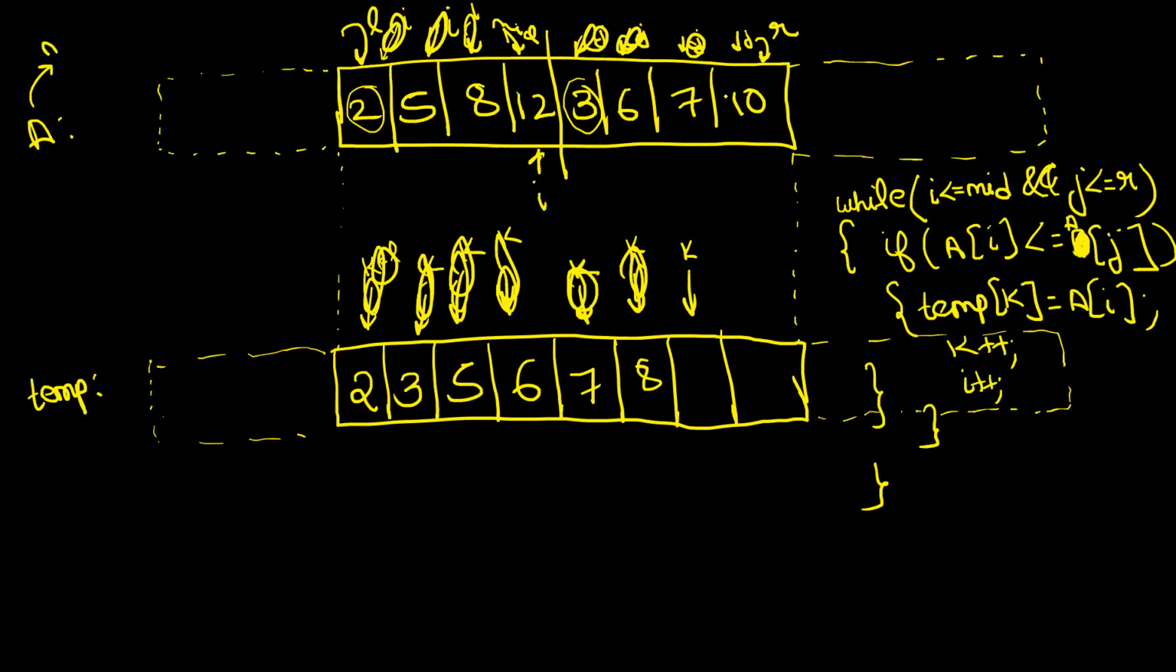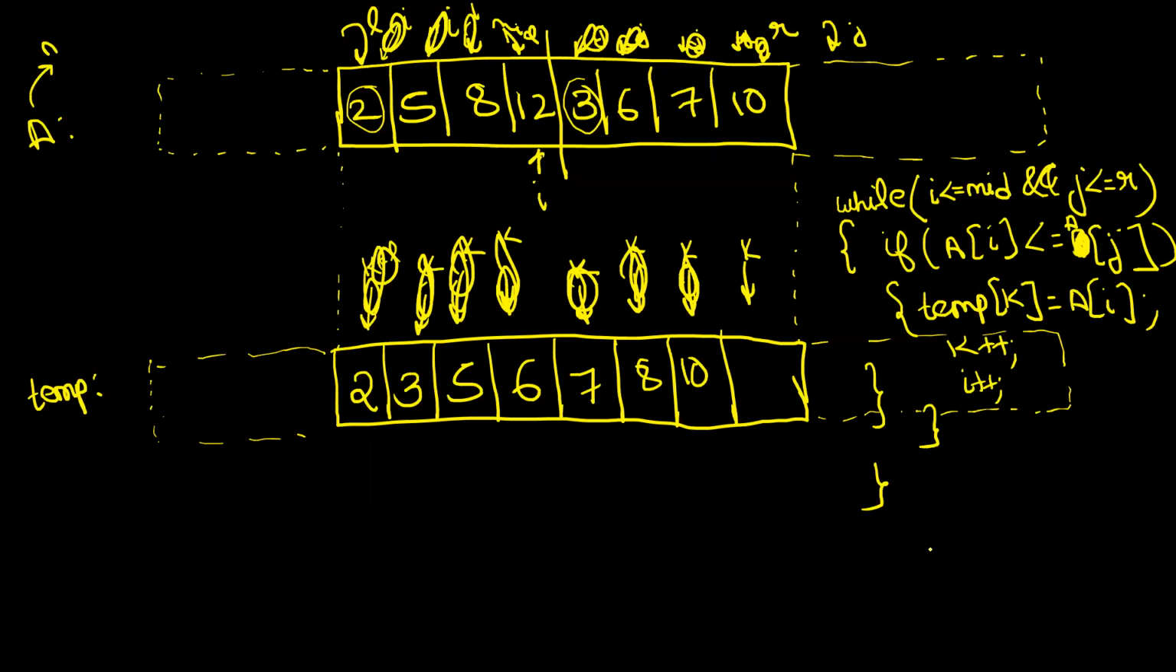I compare 12 with 10. What happens? 10 is smaller. So what I will do? I will write 10 here. Do a K plus plus, do a J plus plus. Now, the moment you do a J plus plus, you see that J goes outside the valid index of the right subpart. So what do I do? I come outside this while loop and then I will have 2 while loops.